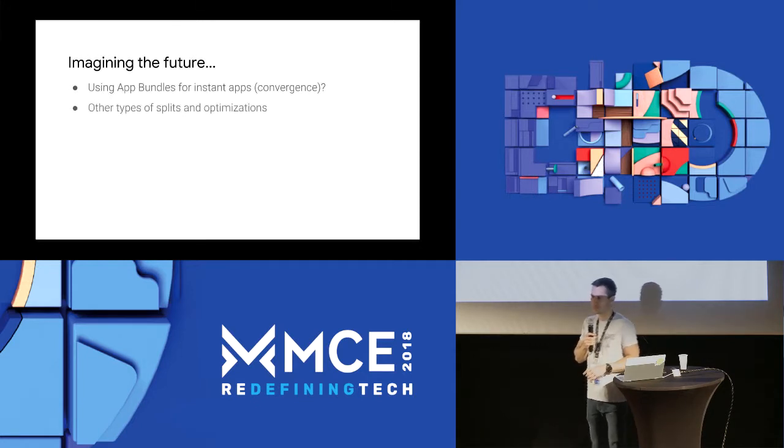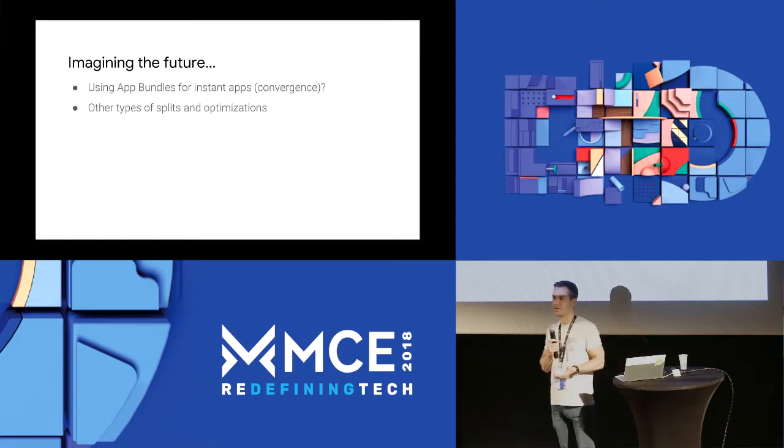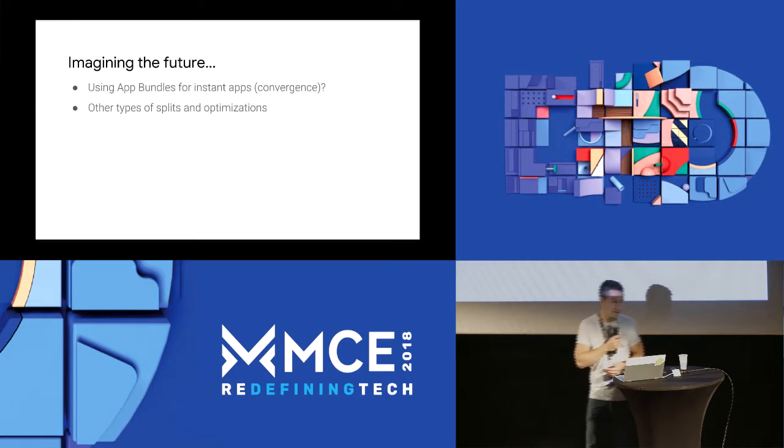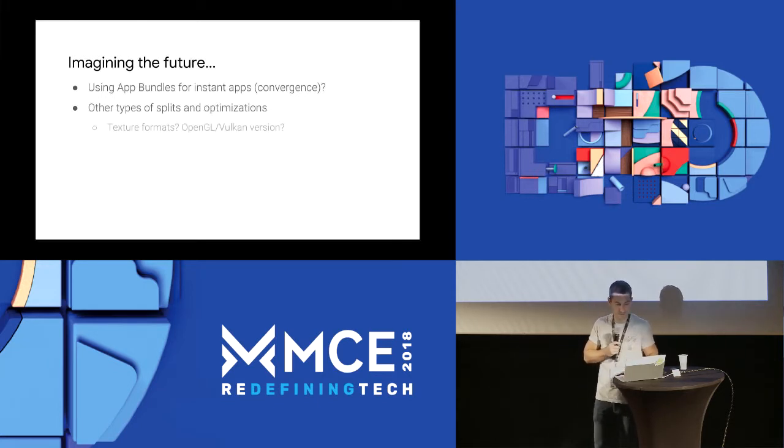Of course, now that we have the key and we can apply optimizations, we could do much more. So right now we have, like I said, ABI, density and language splits. But in the future we can look at different texture formats, different OpenGL or Vulkan versions for your apps, and all kinds of different targeting and optimizations we can do inside the APK. Like maybe even optimize DEX code, who knows? But that's just my speculation for now.